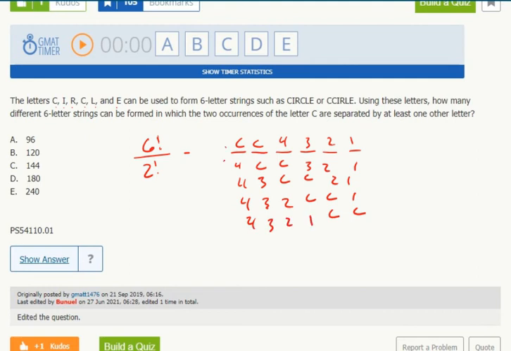Okay, so we have 1, 2, 3, 4, 5 rows times 4 factorial. 4 factorial is 24 times 5 is going to be 120. And 6 factorial over 2 factorial is 6 times 5 times 4 times 3 times 2 over 2. So 6 times 5 is 30, times 4 is 120, times 3 is 360. 360 minus our 120 here gives us 240.